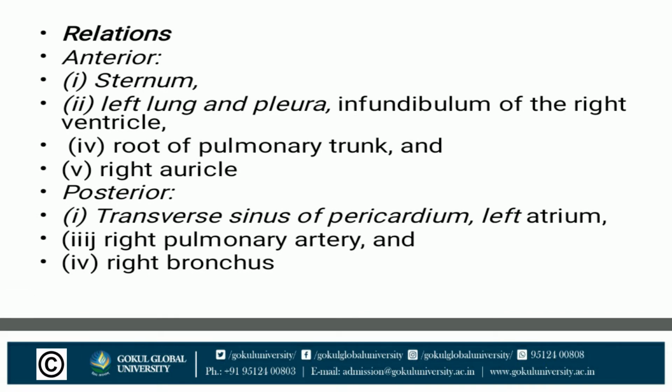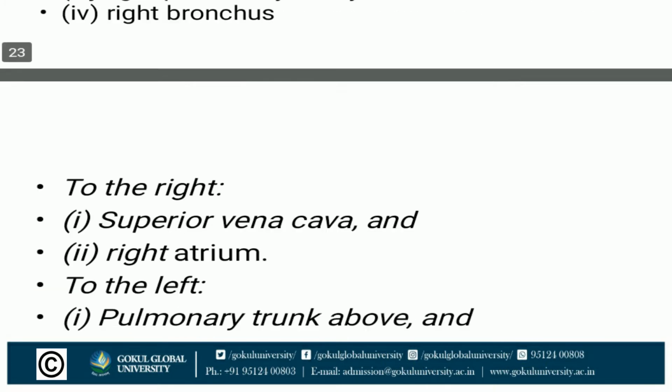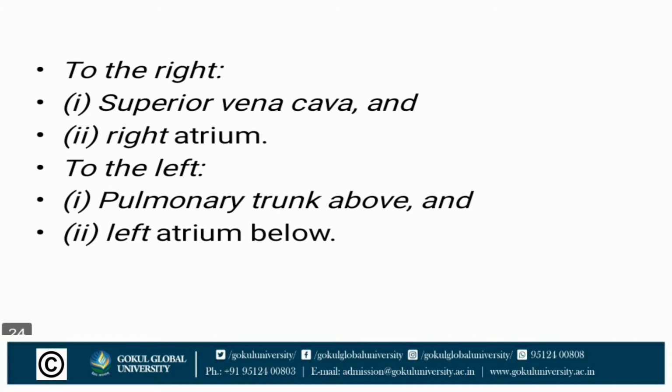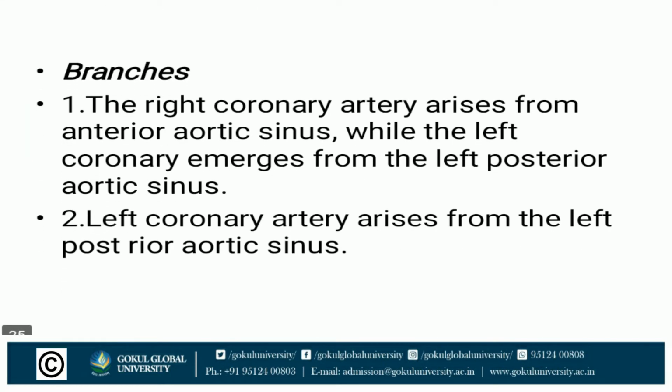Its relations: anteriorly sternum, left lung pleura, root of the pulmonary trunk, right auricle. Posteriorly, transverse sinus of pericardium, left atrium, right pulmonary artery, right bronchus. To the right, SVC, right atrium. To the left, pulmonary trunk above and left atrium below. Branches: the right coronary artery arises from the anterior aortic sinus, while the left coronary artery emerges from the left posterior aortic sinus.